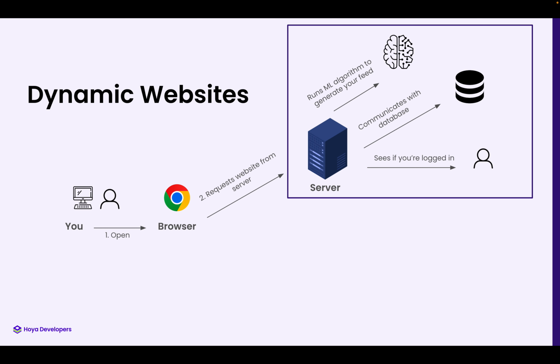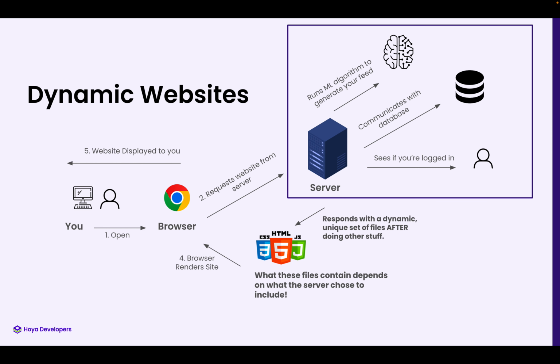So if you were to open up Instagram, your feed obviously is going to be different than someone else's feed. So if you were to just go to Instagram.com, the content that you're going to see is not the same as the content someone else is going to see. That's determined on the server. And then based off of all this data, all this code that's run on the server, it's going to respond with a unique set of files and content in those files specific to the user that actually asked for them. And so whatever these files contain depends on whatever code ran on the server and chose to display to the user.